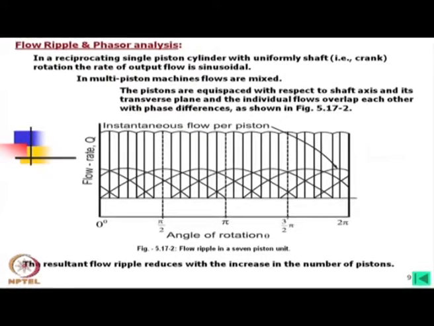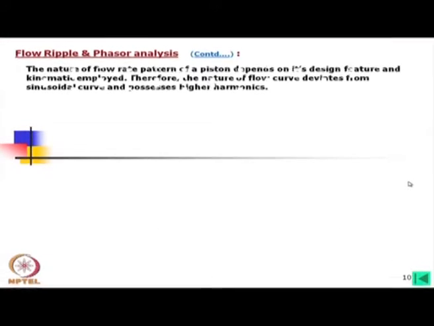So, we cannot go for a very small number of pistons, and there is another interesting factor, we will come to that now. The nature of flow rate pattern of a piston depends on its design feature and kinematics employed. Therefore, the nature of flow curve deviates from sinusoidal curve and possesses higher harmonics, which I have explained. However, there will be ripple in all cases, whatever the harmonics are.